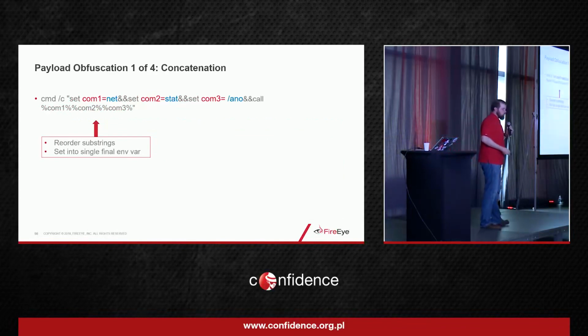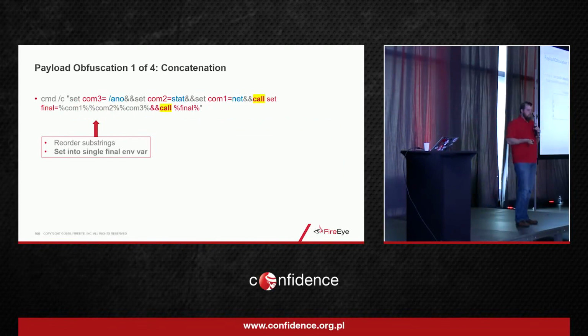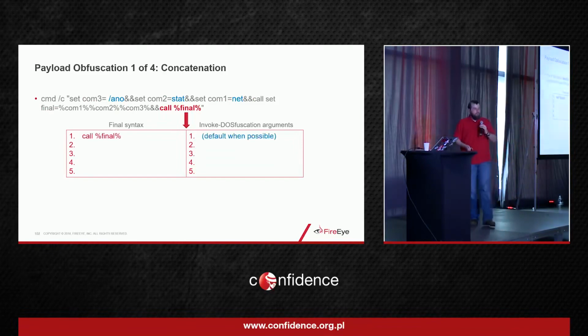So we can also set our substrings into a final variable, just called final. And this is our payload. Now, there are 5 different categories built into the tool, into Invoke-DOSfuscation, to execute code. The first one is this. If possible, let's just use the call command because we don't have to spawn a separate process.